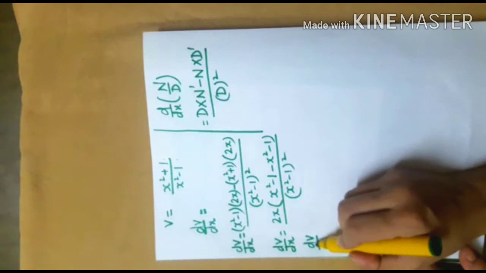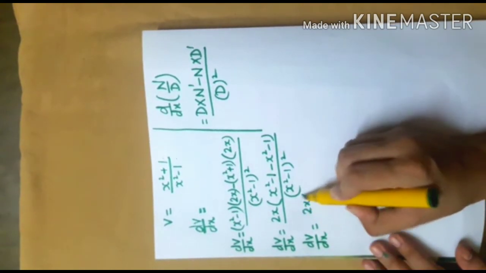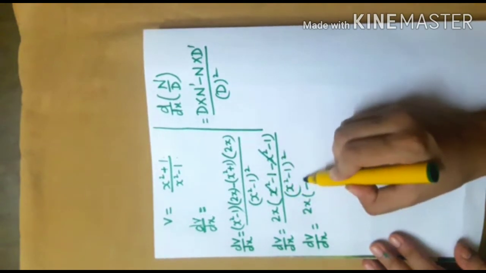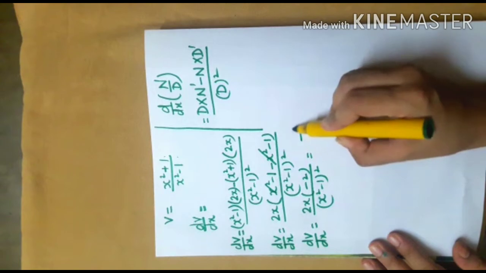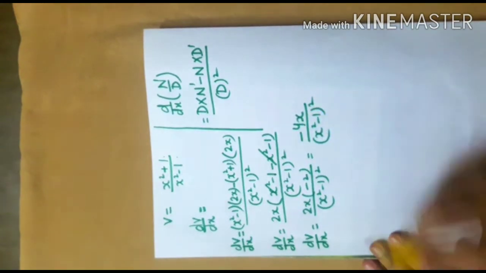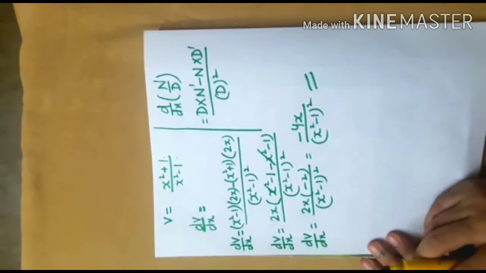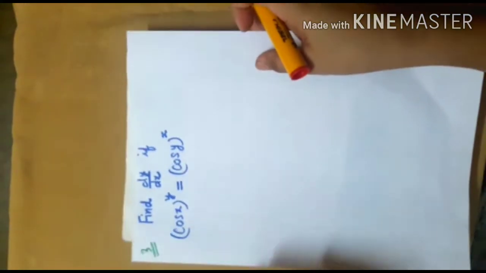So dv by dx equals 2x into minus 2, which is minus 4x over x square minus 1 whole square. So this is dv by dx. Let's take another question.